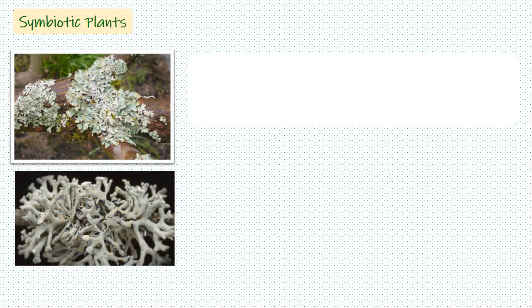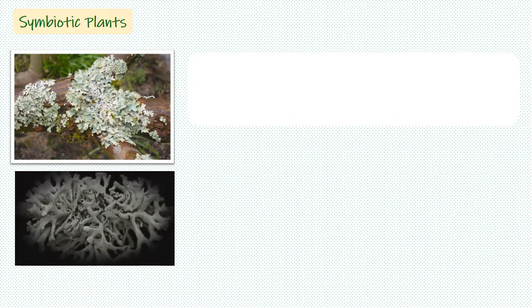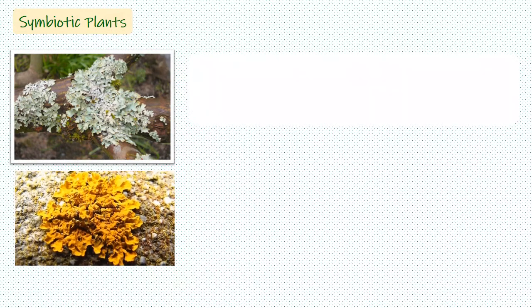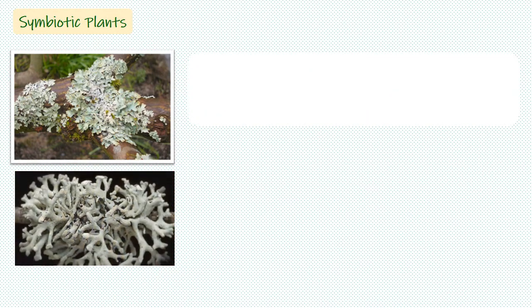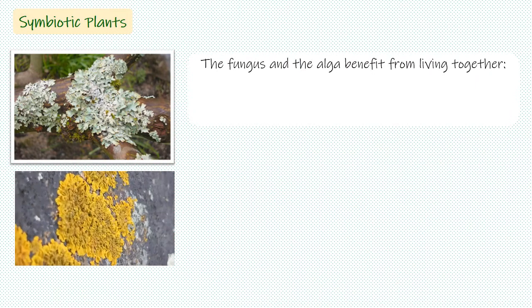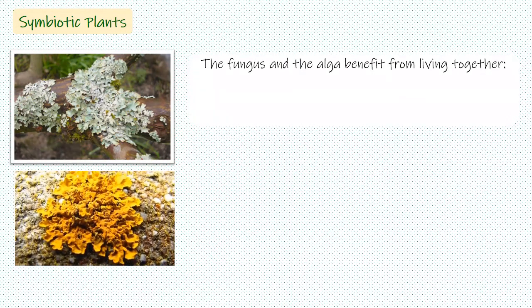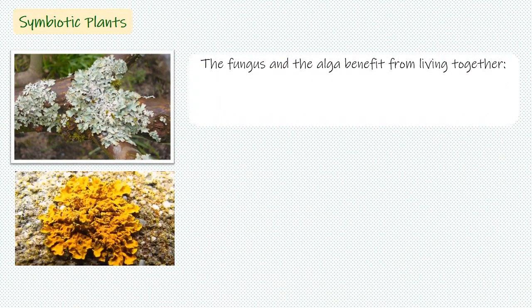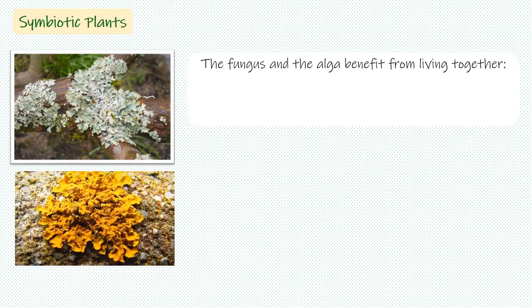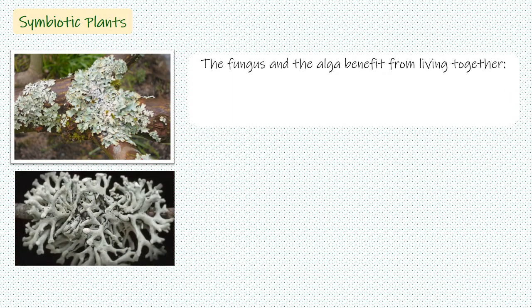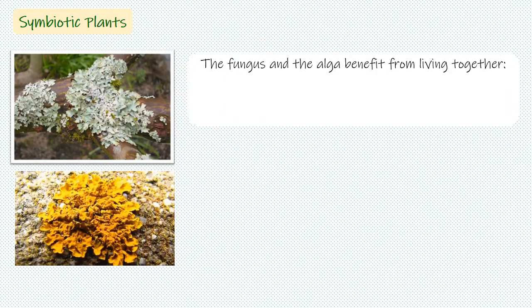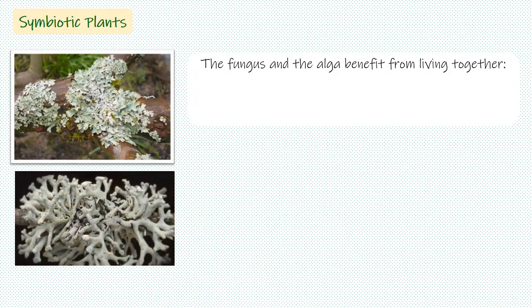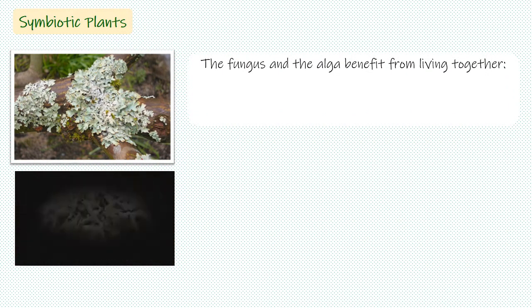Another example. This is an organism that we call the lichen. The lichen is a complex organism formed by two organisms, which are the fungus, a mushroom, and an alga, which is a green plant. The fungus and the alga are two partners. They go through a symbiotic relationship. They help each other and they live together through a symbiotic relationship.